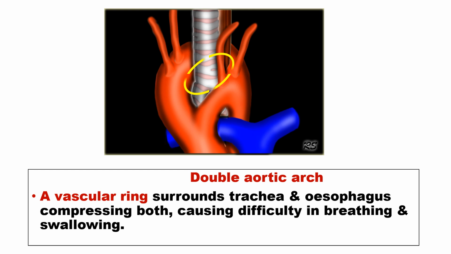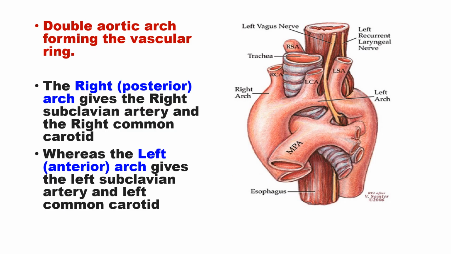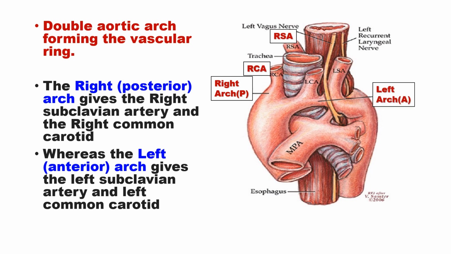The vascular ring surrounds the trachea and esophagus, compressing both and causing difficulty in breathing and swallowing, dyspnea and dysphagia. Double aortic arch forming a vascular ring. Usually the right arch is posterior, gives rise to right subclavian and right common carotid. The left arch is anterior, gives rise to left subclavian and left common carotid.